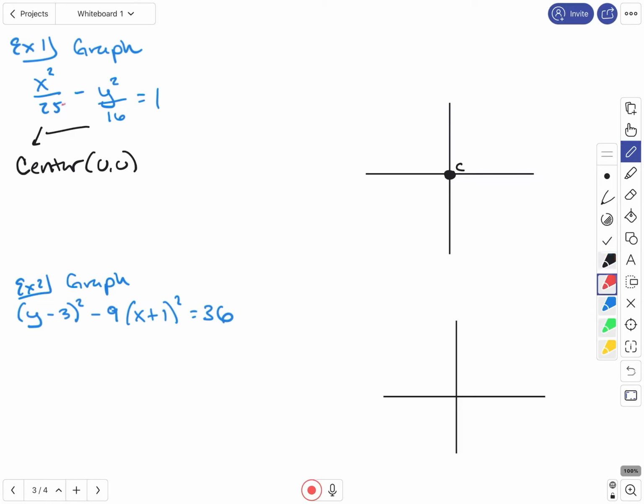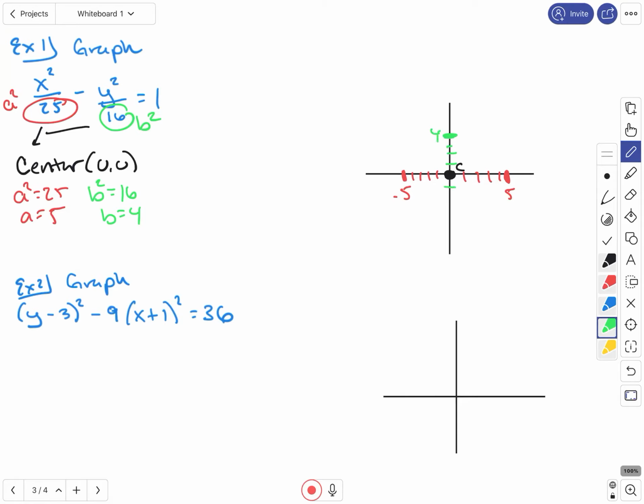All right, the number under x squared, our a squared, is 25, which means if a squared is 25, a is 5. So we're going to travel left and right 5 units. 1, 2, 3, 4, 5. 1, 2, 3, 4, 5. The number under the y squared, I'll do in green, is 16. So b must be 4. So that means we're going to travel up 4 and down 4.